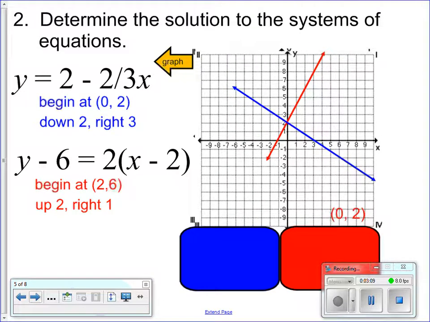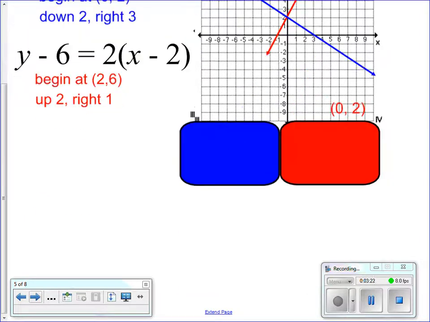The blue one's beginning at 0, 2, going down 2, right 3, down 2, right 3. The red one is beginning at 2, 6, going up 2, right 1, up 2, right 1. So I find that my solution is 0, 2.